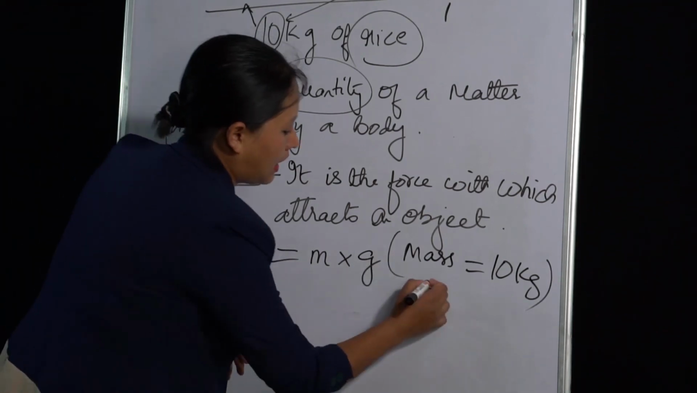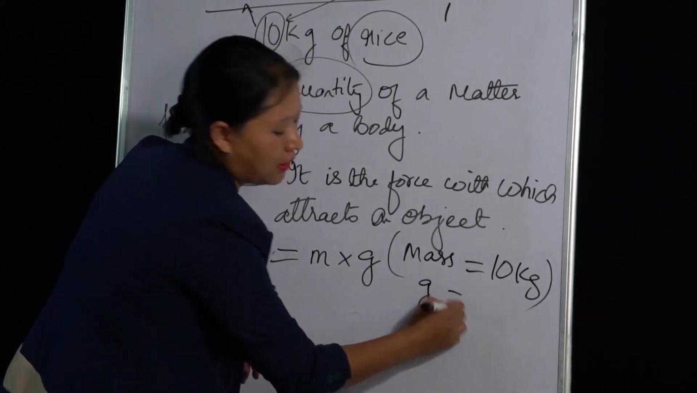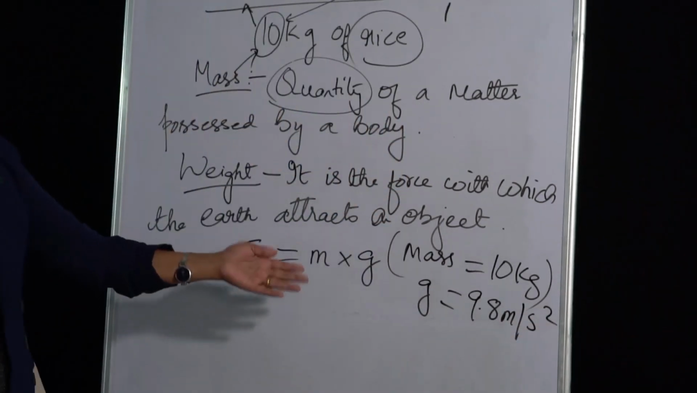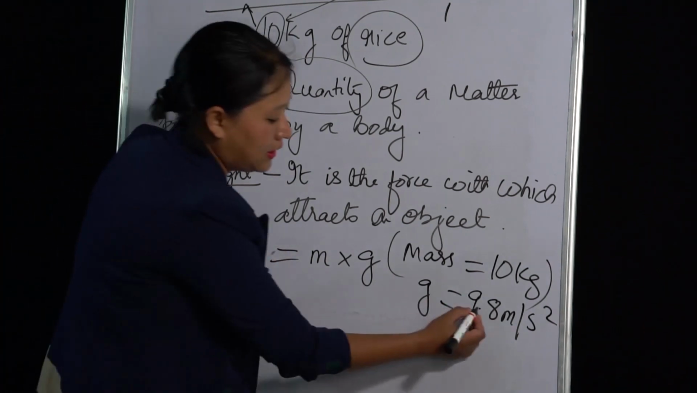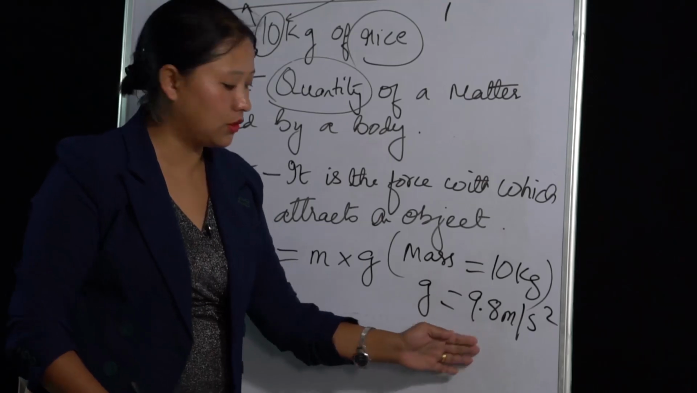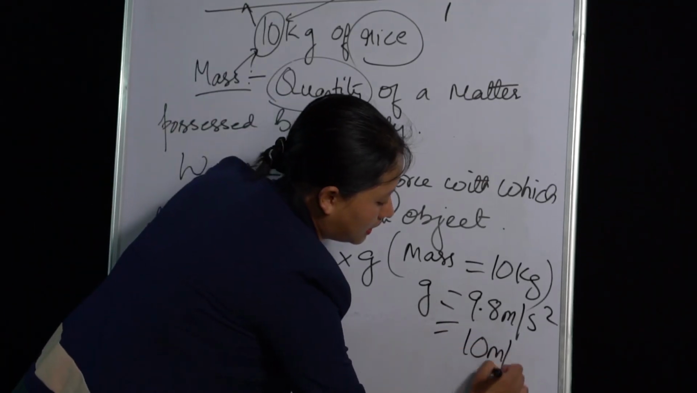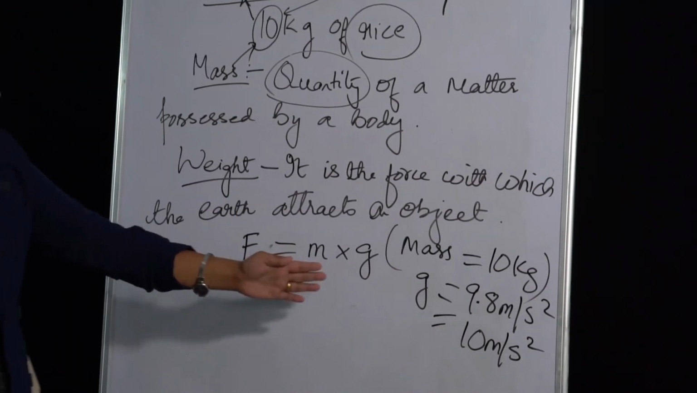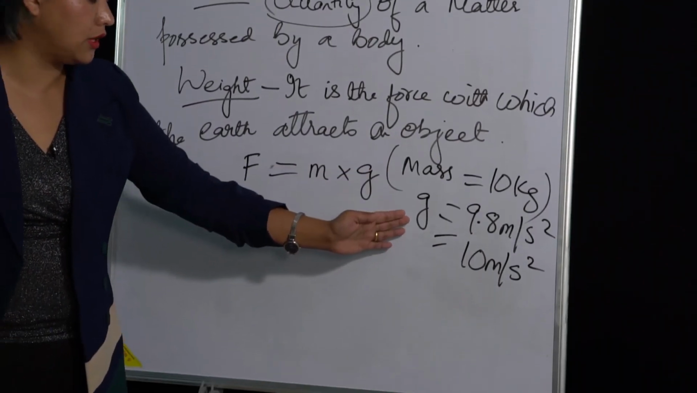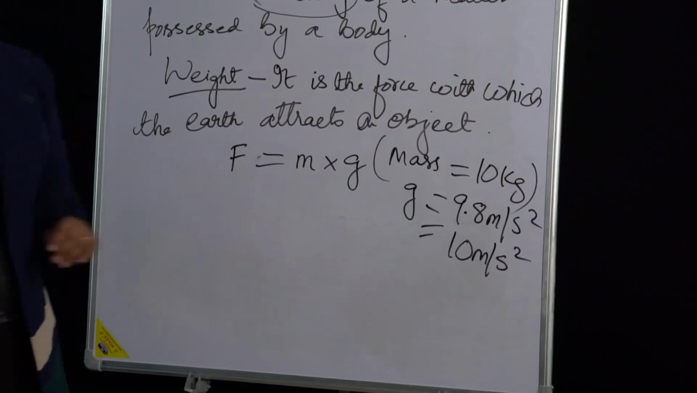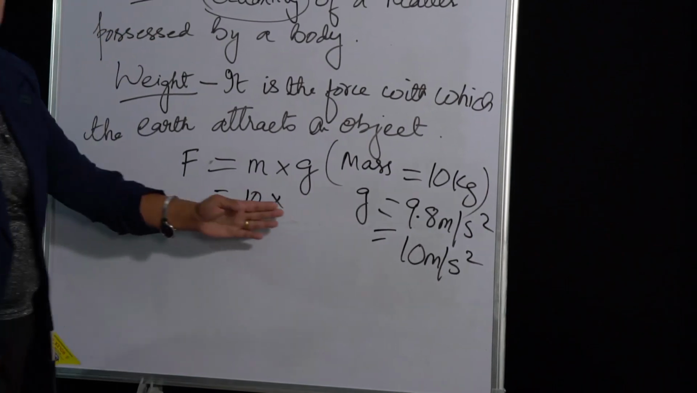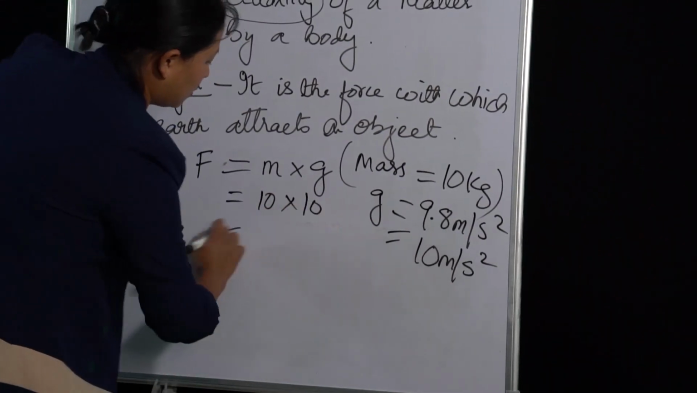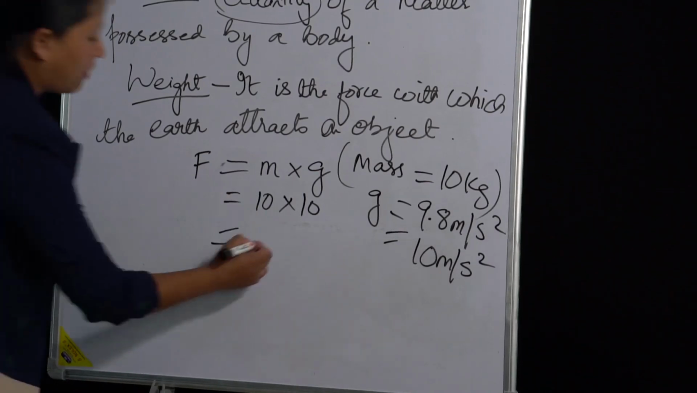In the last class, I told you that the value of acceleration due to gravity is 9.8 meter per second square. Since after the decimal it is more than 8, we can write 10 meter per second square. So let's put the value of mass and acceleration due to gravity, that is G, in Newton's second law of motion. Here mass is 10 and G is 10. So the total will be 10 into 10, which is 100.